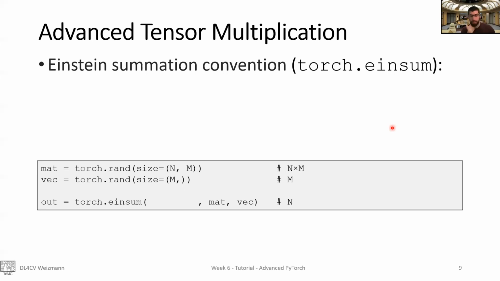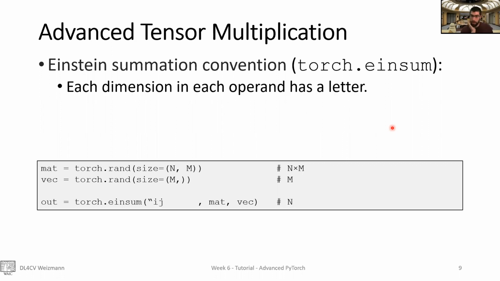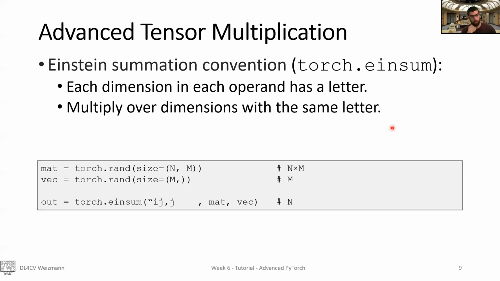So first of all, einsum receives a summation scheme, which we will dig deeper into in a minute, and the operands the summation is applied on. So in this case, we operate on the matrix and the vector. And what is the summation scheme? It's a string where each dimension in each operand is assigned a letter. So in this case, we have 2 dimensions for the matrix, and we assign a letter to each dimension, I for the rows and J for the columns. And for the second operand, we also assign a letter.